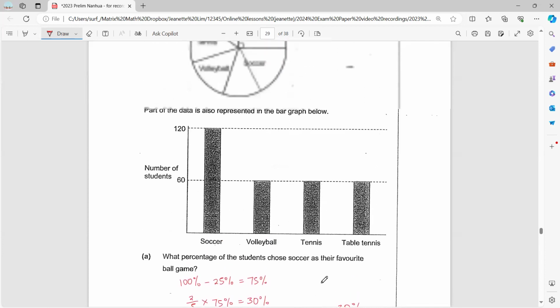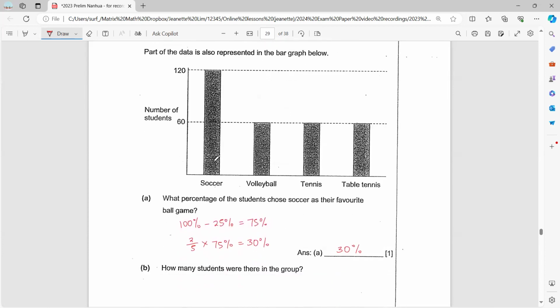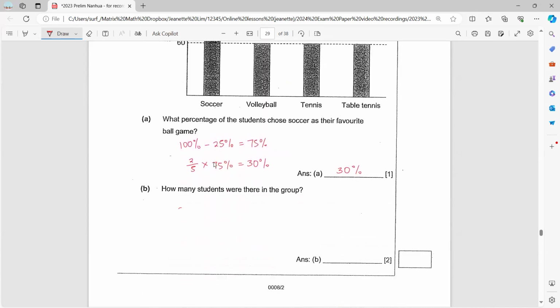How many students were there in the group? If 30% is 120, then find 100% to find the total. I'm not going to find 1%. Let's find 10%, then 100%. So this divide by 3, this times 10. 120 divided by 3 is 40, then 40 times 10 is 400. So the answer is 400 students.